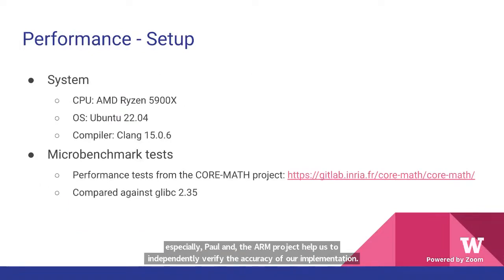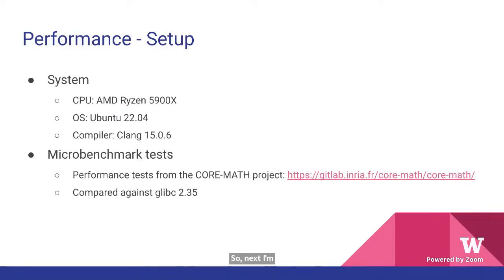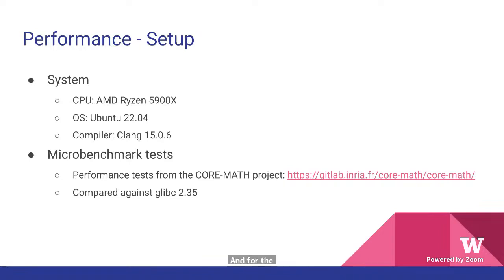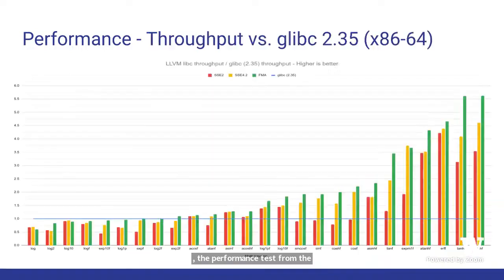So next, I'm going to talk about the performance of those functions that we implemented so far. For the setup, we use Ryzen 5900 on Ubuntu and using Clang 15. And for the micro benchmark test suite, we use the performance test from the core math project, and we compare against the system library, which is the glibc version 2.35.